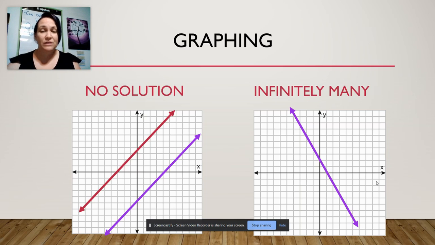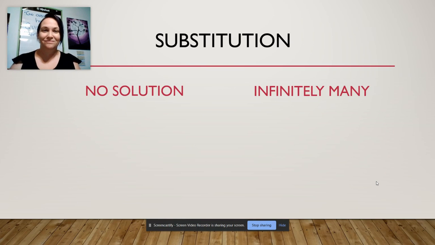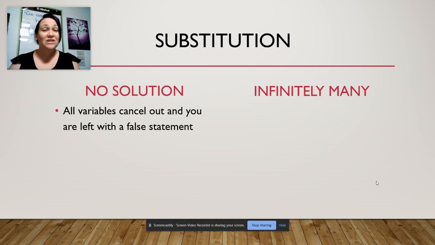You can also have these special cases for substitution. When you're doing substitution, if all of your variables cancel out and you're left with a false statement, then you would write a final answer of no solution. For instance, if all of your letters are gone and you're left with 5 equals negative 10, first of all, the answer is not 5 equals negative 10. You would not write that on the answer line. On the answer line, you would write no solution because 5 does not equal negative 10.